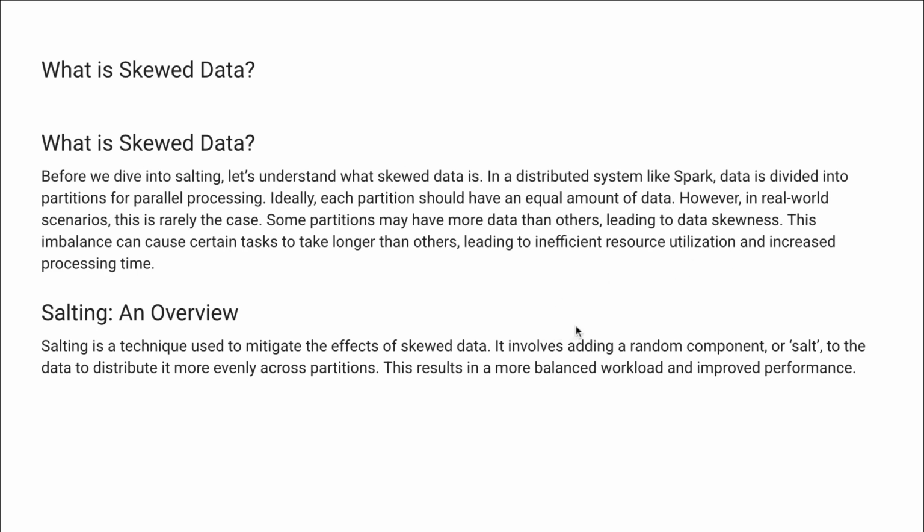Salting involves adding a random component, or salt, to the data to distribute it evenly across all partitions. To put it in simple words, let's say you have a member ID on which you are doing aggregation or join. One partition may have many members, and other partitions have fewer members. In order to equally distribute the high density of members, we add one additional column called salt. We will explain the salt technique with one example in the coming slides.